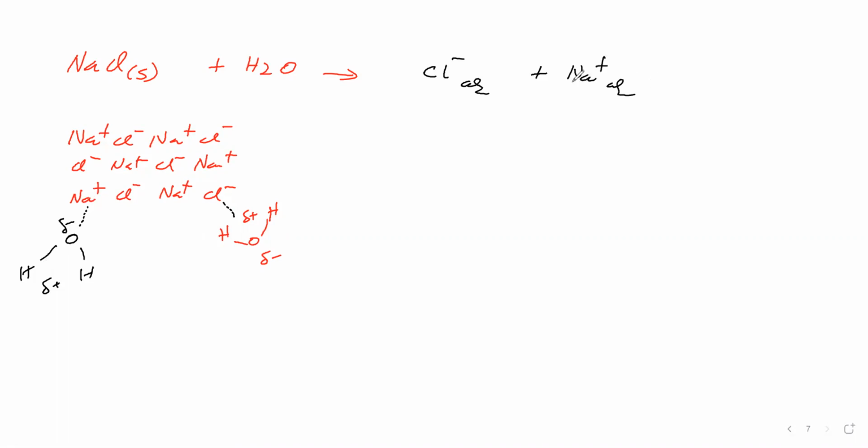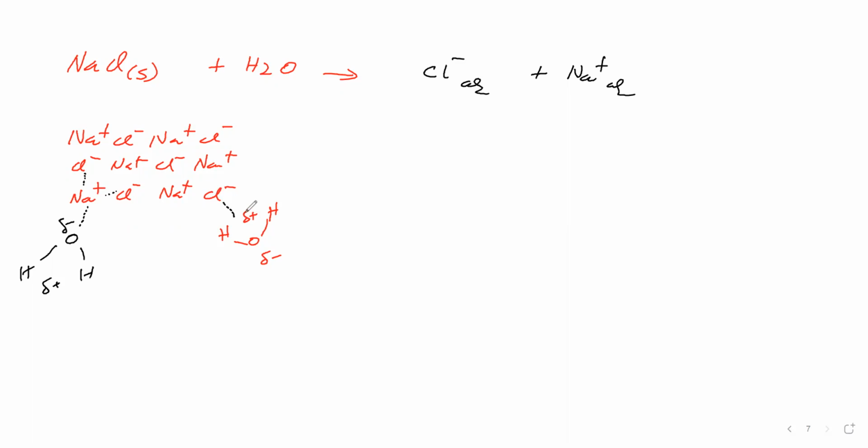So here two processes are possible. One is this Na plus goes to solution by breaking attraction with the Cl minus ions. For breaking the attraction, energy is required.